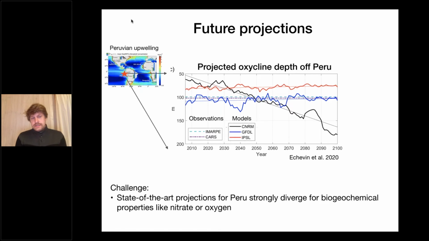In general, the state-of-the-art projections for Peru and other upwelling systems strongly diverge, particularly in the biogeochemical properties like nitrate or oxygen. This is due to global issues we have with this model, but also local processes. So today I will talk about the role of local and fine-scale processes for the shape of this oxycline.